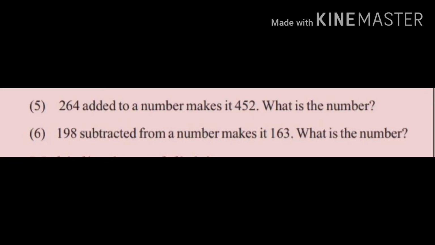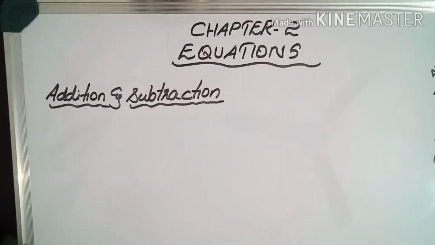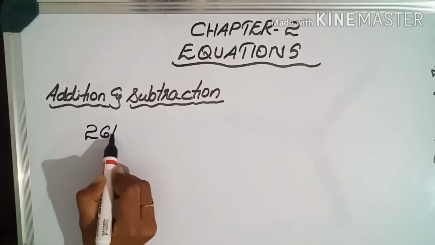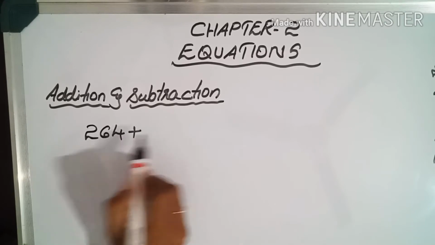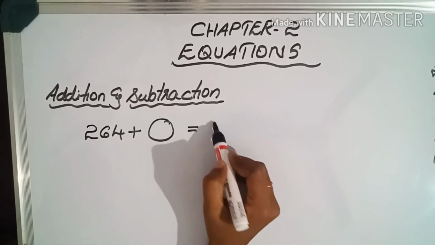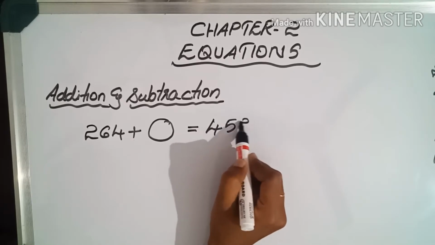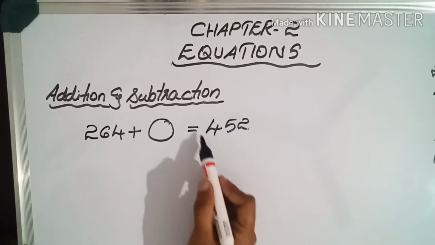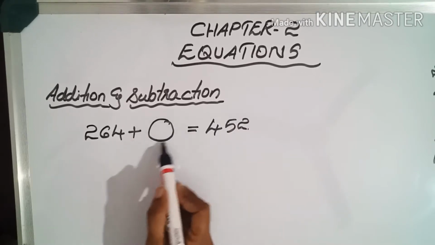Next is question number 5. 264 added to a number makes it 452. What is the number? So here, 264 added to a number. That number we don't know. Okay, a number gives 452. Okay, 264 added to a number, answer is 452. Then what is this number?